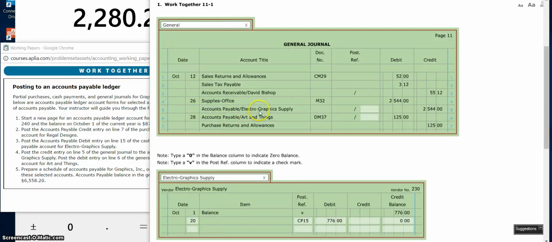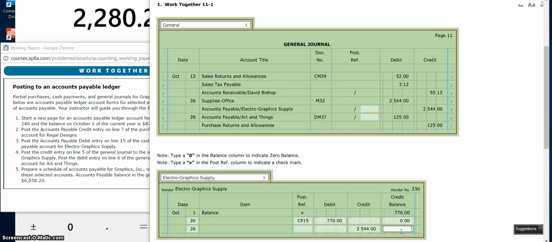Line 5 is right here. It's for Electro Graphics. That's where we're at. And it shows a credit of $2,544. So the date is the 26th. We have a credit of $2,544 because it looks like we bought some office supplies on account.